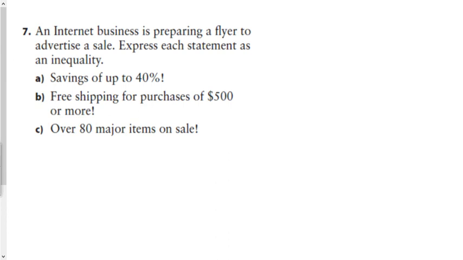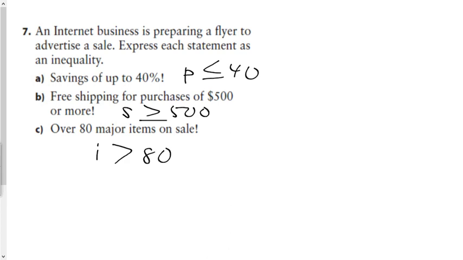An internet business is preparing a flyer to advertise a sale. Express each statement as an inequality. A savings of up to 40%. So the percent you can save can be less than or equal to 40%. That would be your inequality. Free shipping on $500 or more. So the shipping is free if you spend greater than or equal to $500. And over 80 items, not 80, but over 80. So items is greater than 80 would be a good algebraic inequality.